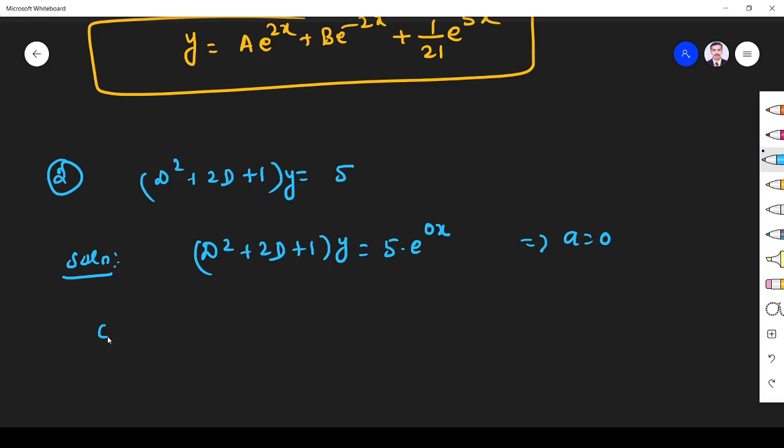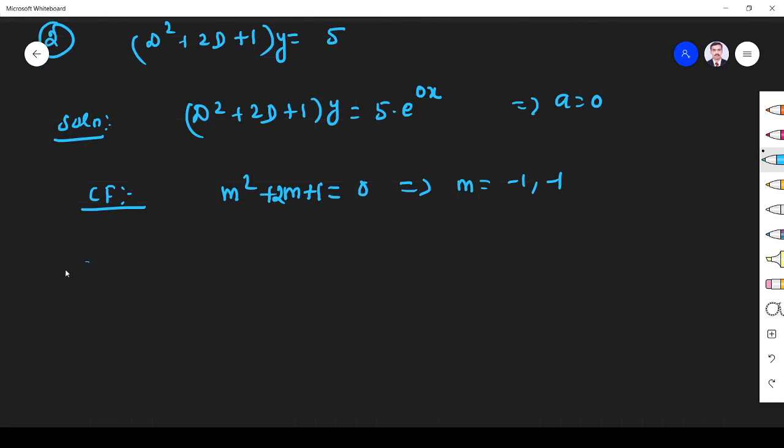Now I have to find the complementary function. In order to find the complementary function, replace D by m. So m squared plus 2m plus 1, and substitute f of x as 0. This implies m is equal to minus 1, minus 1. So we have two roots which are equal. If the roots are equal, the complementary function is y is equal to (Ax plus B) e power mx. So m is minus 1, so e power minus x. This is our complementary function.